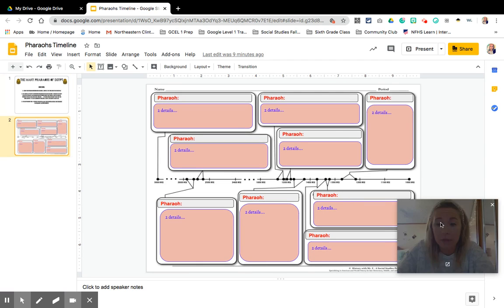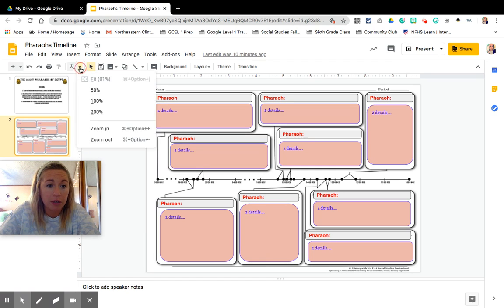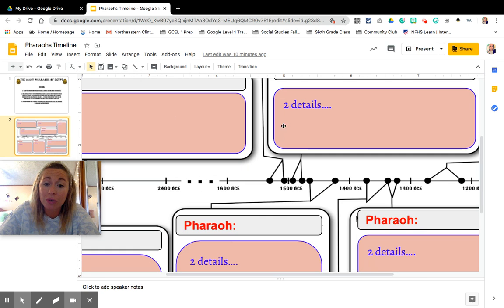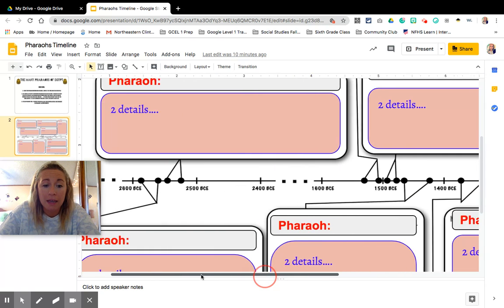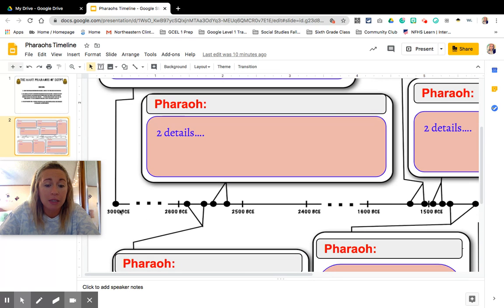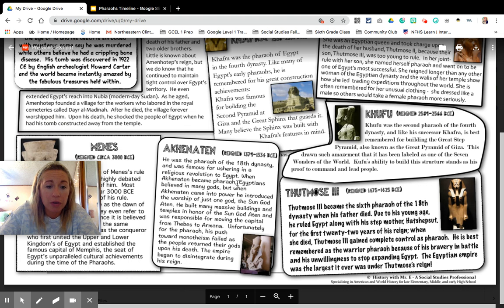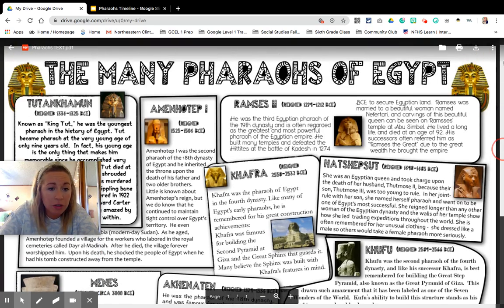For this timeline, you are going to need to super zoom it, which is fine. To super zoom, if you remember, you're going to click on the zoom. I would go to 200, and then just scooch to the beginning. Our timeline begins in 3000 BCE. So you're going to go back to your PDF and ask, who reigned in 3000 BCE? And you're going to go through and look.